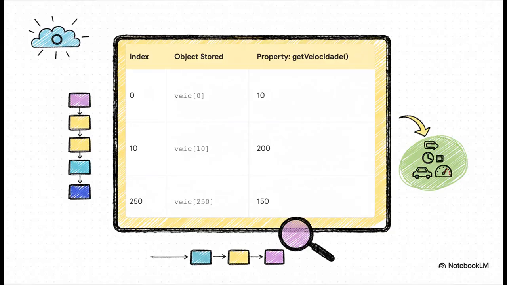Check out this example. Let's say we have an array called vehic, short for vehicle, where every single element is a vehicle object. We can go to, say, index 10 to get that specific vehicle, and then we can interact with that object's own unique properties, like calling a function to get its speed, get velocidad. We're not just organizing simple data points anymore. We're organizing entire functional things.